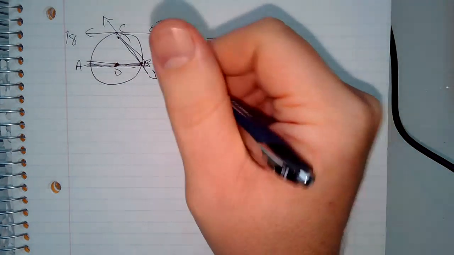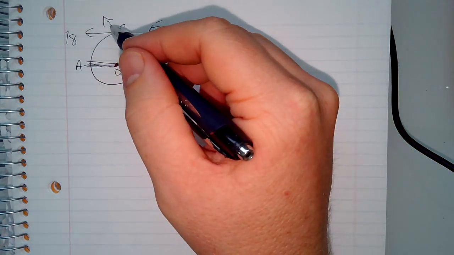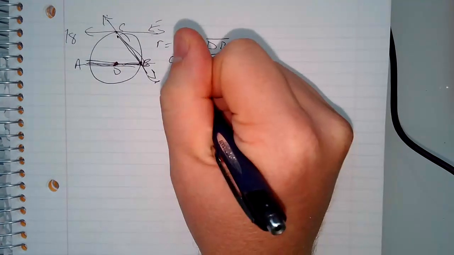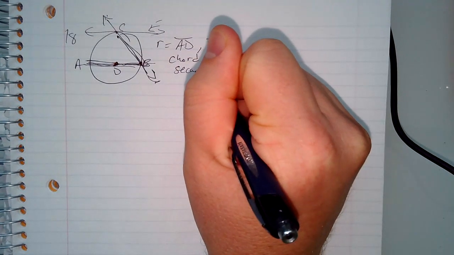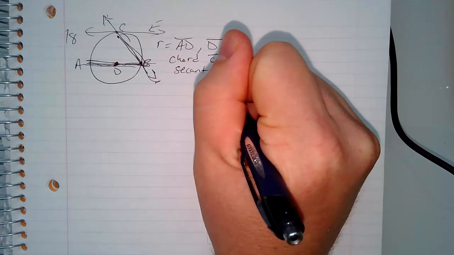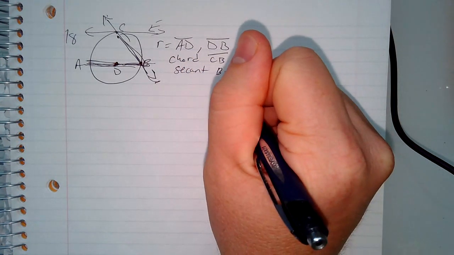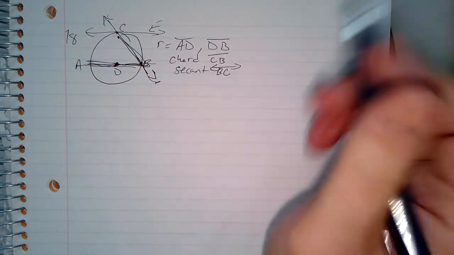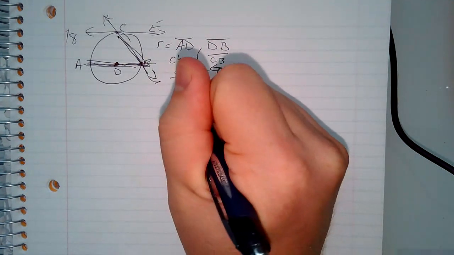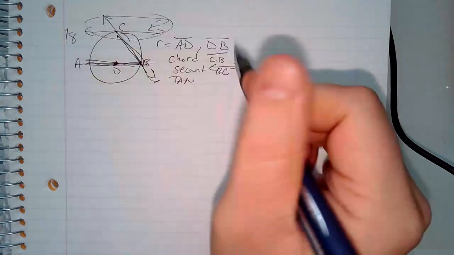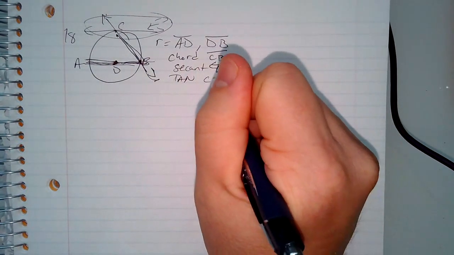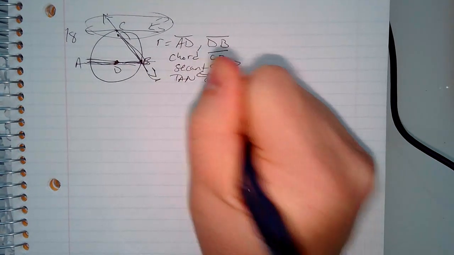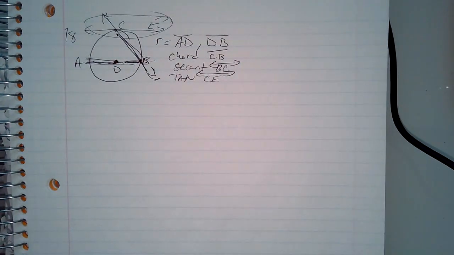And name a secant. A secant is a line that goes through the circle twice. So the only secant is going to be line segment BC, or CB, whatever you want to call it. And then it says name a tangent, which is going to be this one up here, which is CE, or line CE.